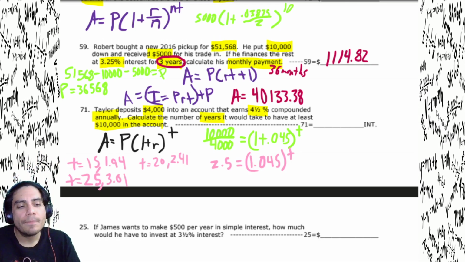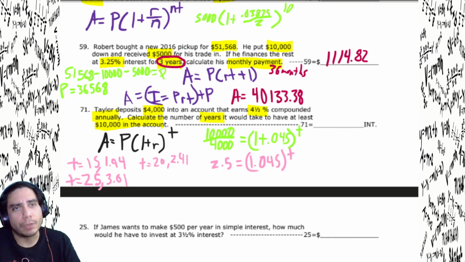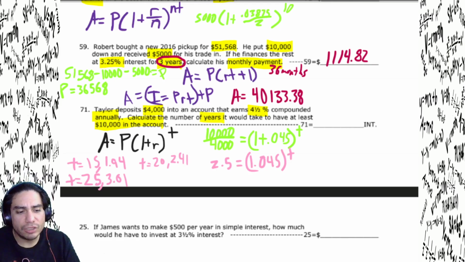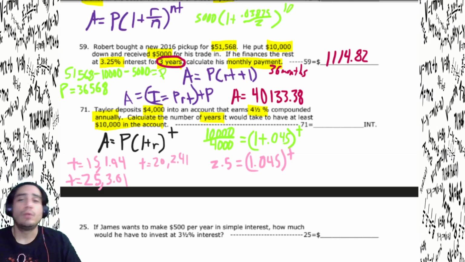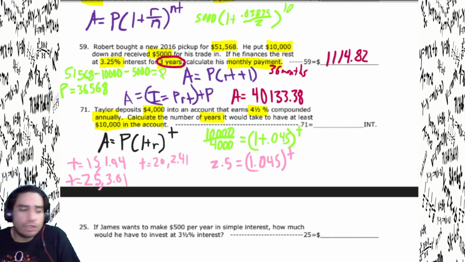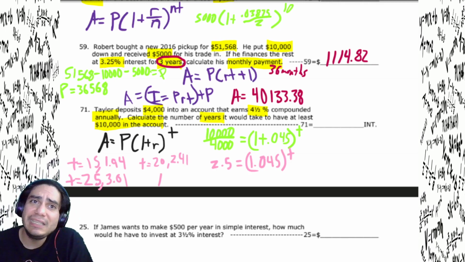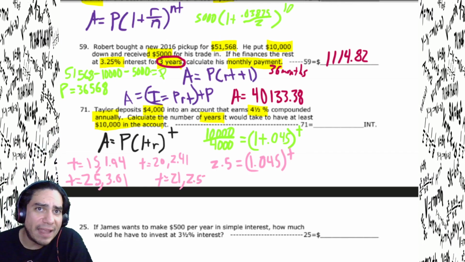So let's try raising it to the 21st power because we're pretty close. 2.41 is super close. So I'm going to get 1.045 and raise it to the 21st power. Boom. The first time, it looks like 2.52. We were looking for 2.5. It's an integer problem, we cannot have fractional parts for this. So it looks like when t is 21, I got 2.52.